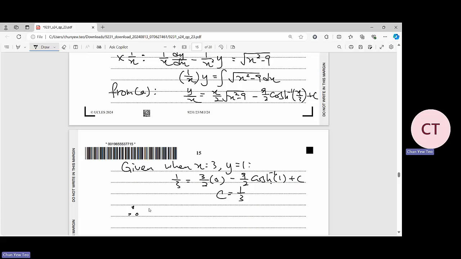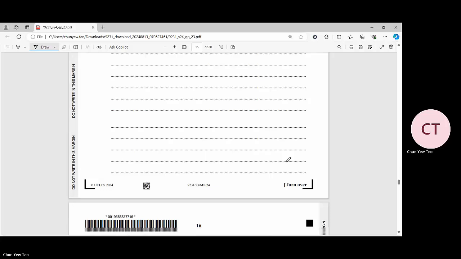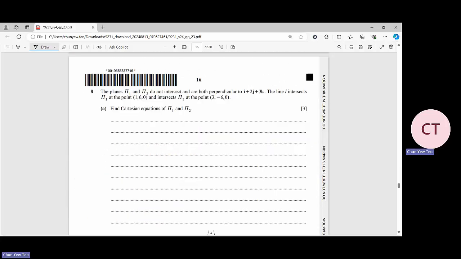So therefore, for y, I straight away multiply the x to the right hand side. So my y will be equals to half x square root of x squared minus 9, minus 9 over 2x, a cos of x over 3, plus 1 over 3x. Just like that, done. This is the answer for number 7B. And moving on, question number 8.